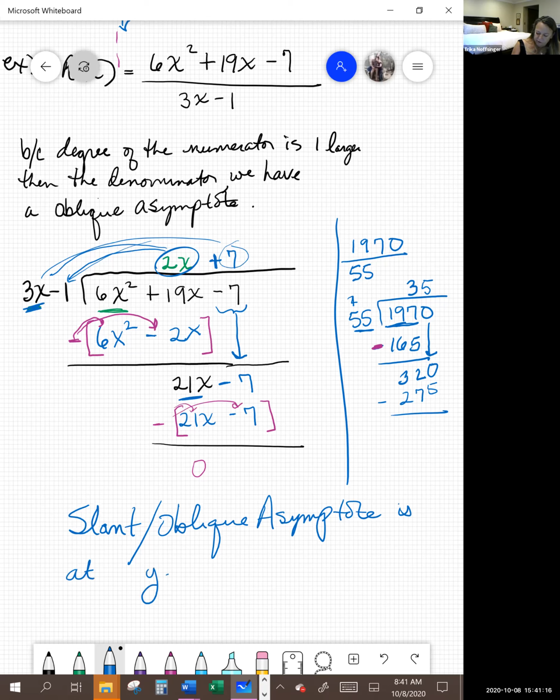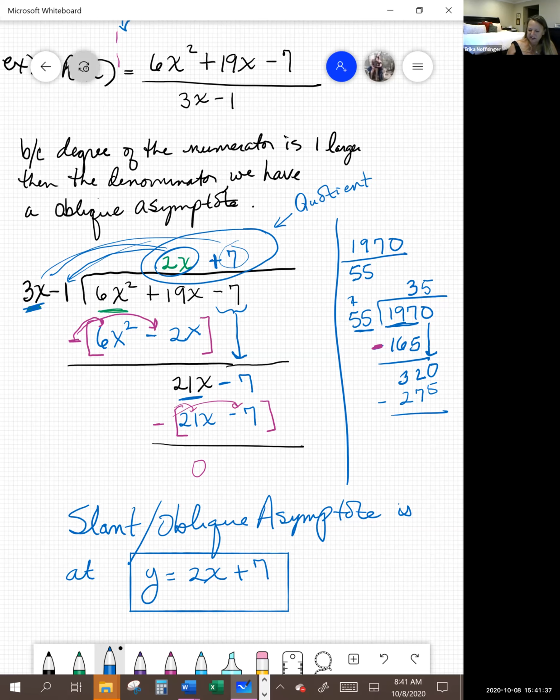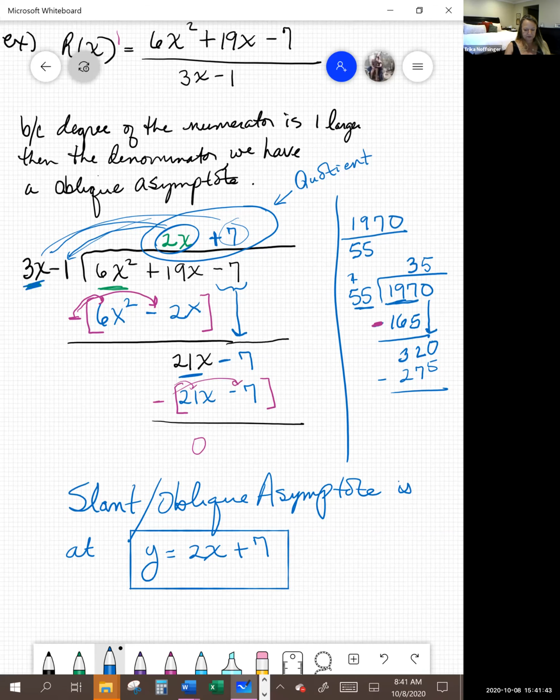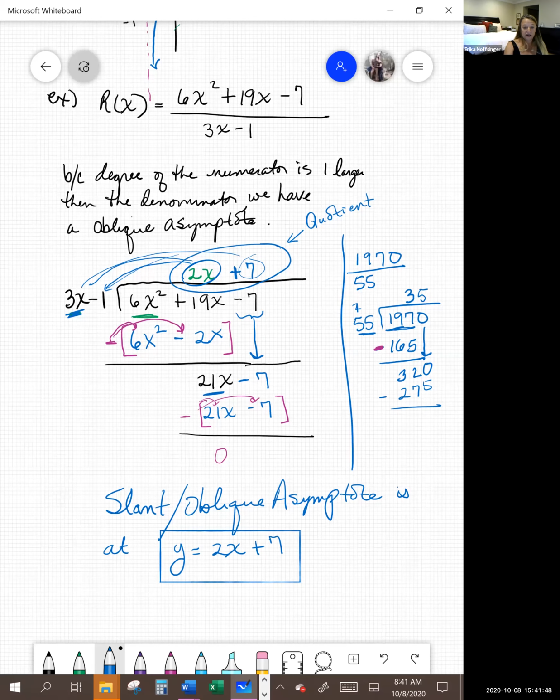Is that y equals 2x plus 7? This is our quotient. So our slant asymptote was equal to our quotient. Okay, so long division, we're going to see this again in this class when we get into partial fraction decomposition.